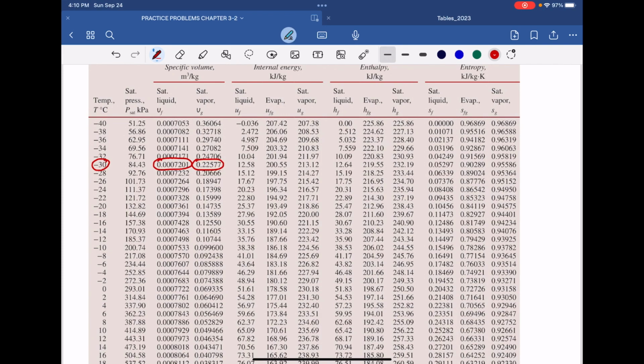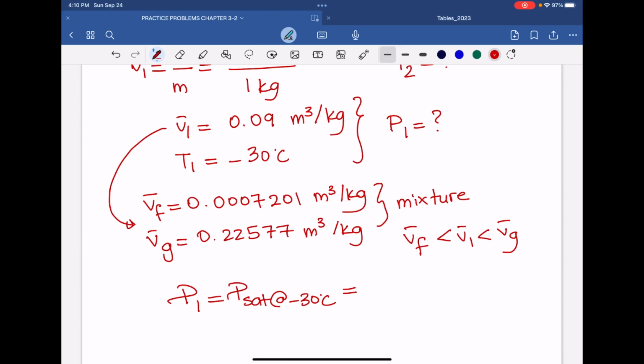So now I'm going to go back to the table and read the saturation pressure in terms of kilopascal, which is 84.43. So this is the first part, right?